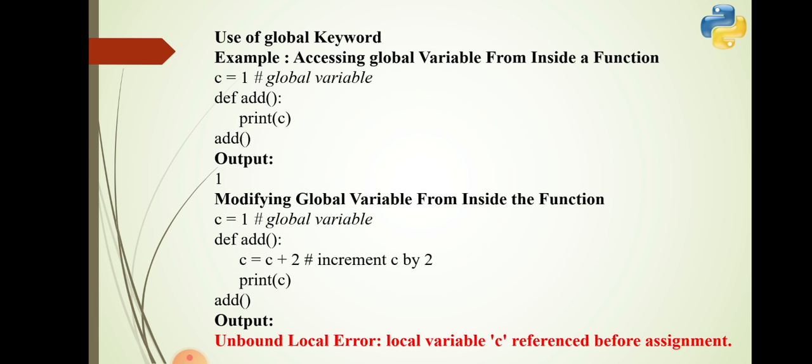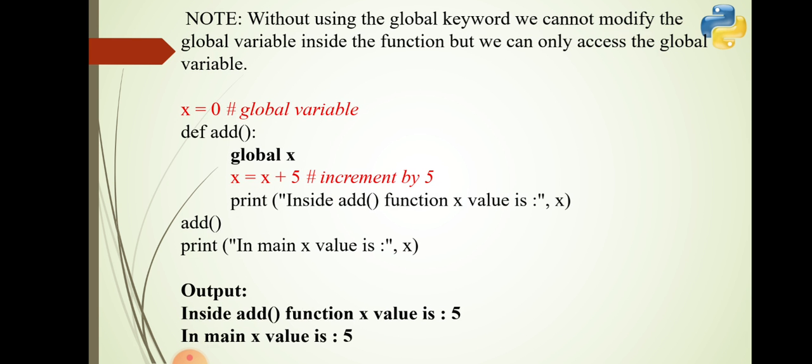Meaning, it has already been assigned earlier, C equal to 1. So how am I going to modify this value? Look at another example. See that x equal to 0, that means a global variable. Again I am going to use that value.